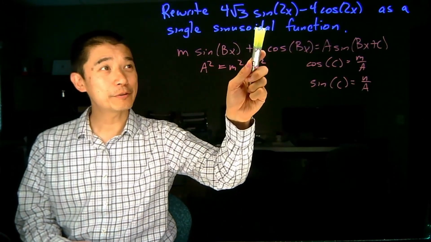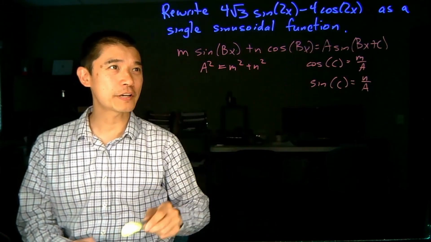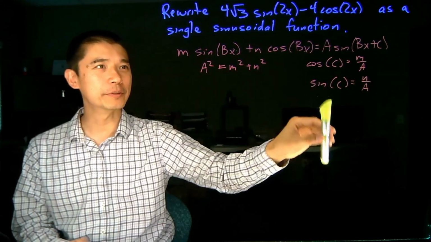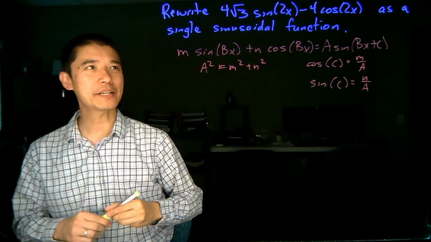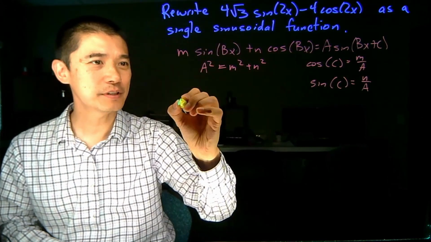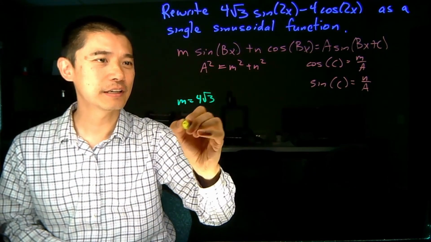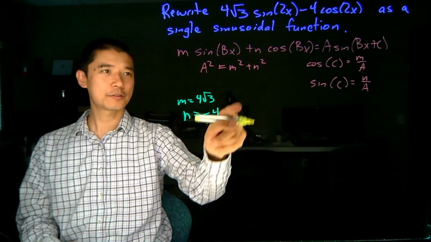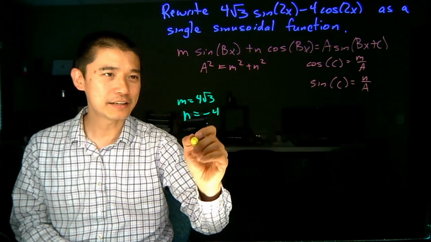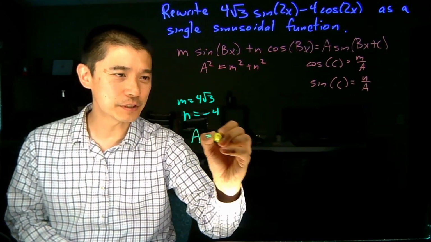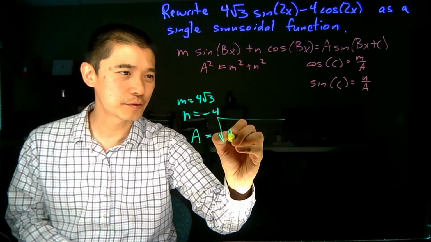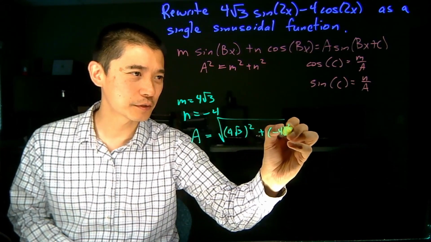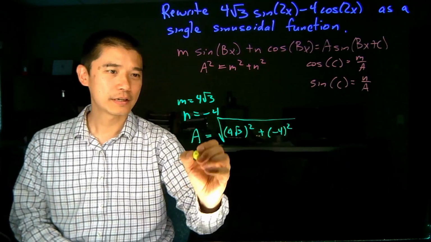Write 4 root 3 sine of 2x minus 4 cosine 2x as a single sinusoidal function. And here are those formulas. So the first thing we need to do is match everything up. We have m equal to 4 root 3, and n equal to negative 4. The first thing we want to do is calculate a. So a is going to be equal to the square root of (4 root 3) squared plus (negative 4) squared. And we just need to work that out.